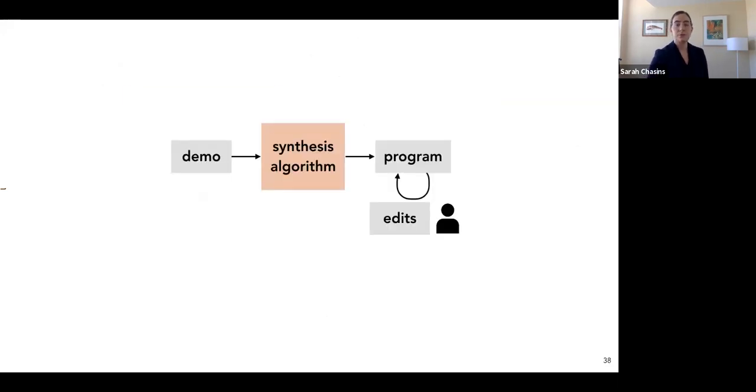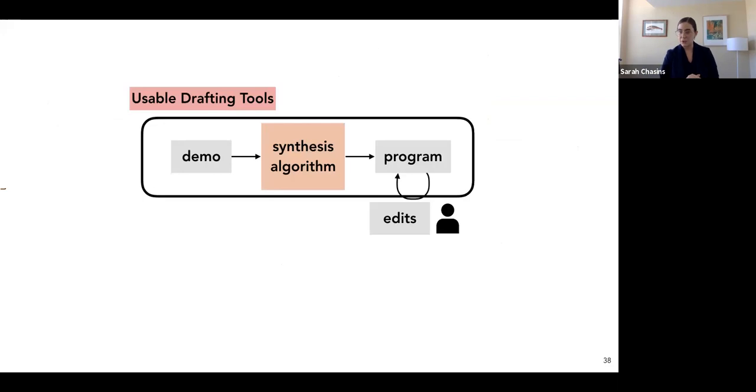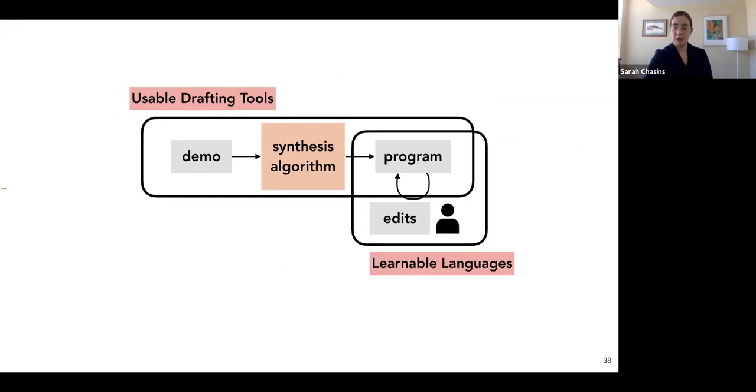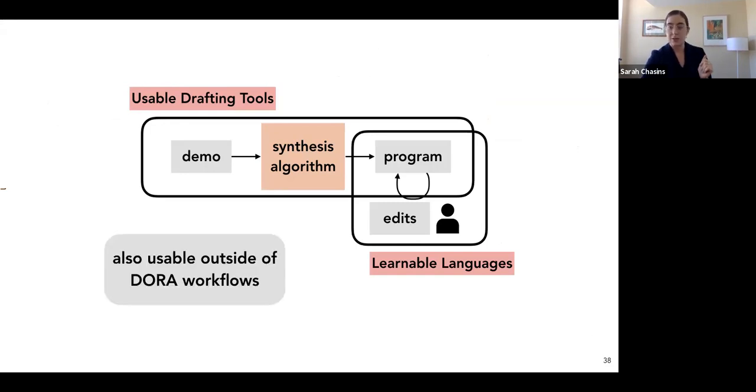So we're going to be developing usable drafting tools. We're going to be developing learnable languages. And of course, this maps exactly to the things that we were talking about being necessary for usability, the single demonstration and the editable programs. But of course, these tools are also usable outside of Dora workflows. So these are things that we might want just in general.